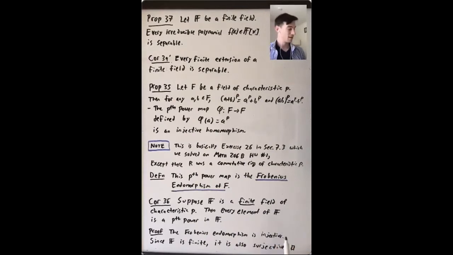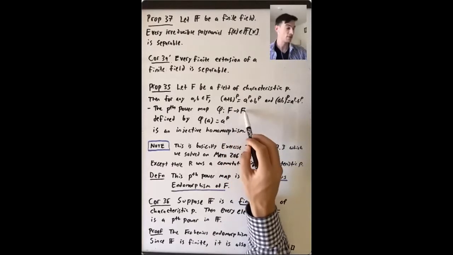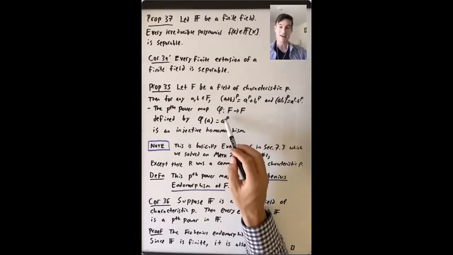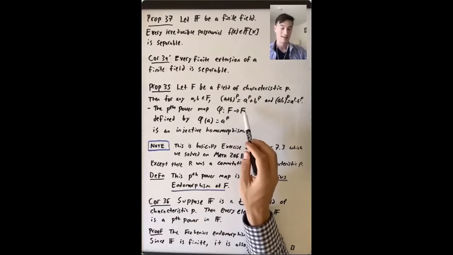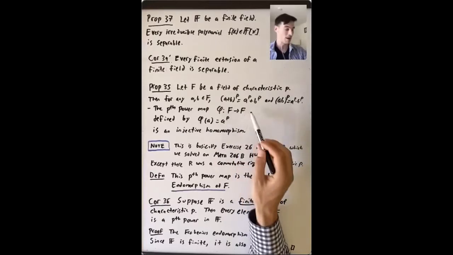All right, so what can we say using this map? Well, for one thing, if F is a finite field of characteristic p, then every element of F is a pth power in F. So what does that mean? F is this finite field of characteristic p. Let's look at this Frobenius endomorphism from F to itself. Saying that every element is a pth power in F is the same as saying that this map is surjective, that every element in this field can be written as phi of something, as something to the pth power.